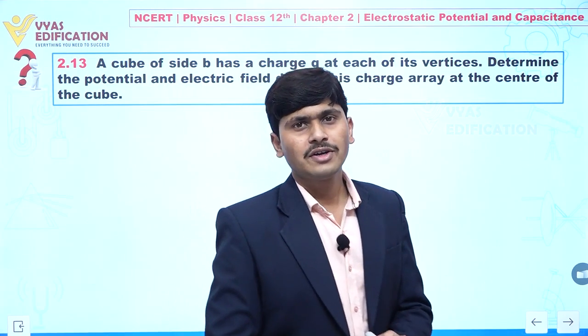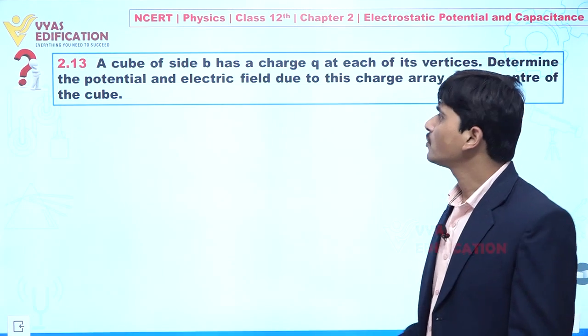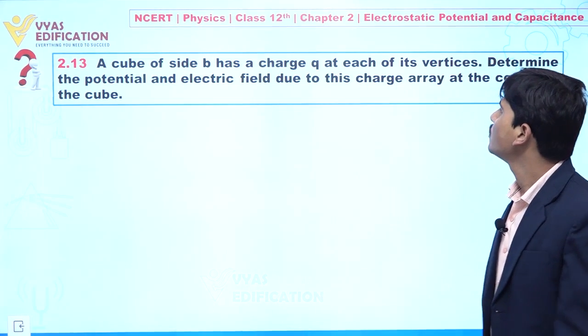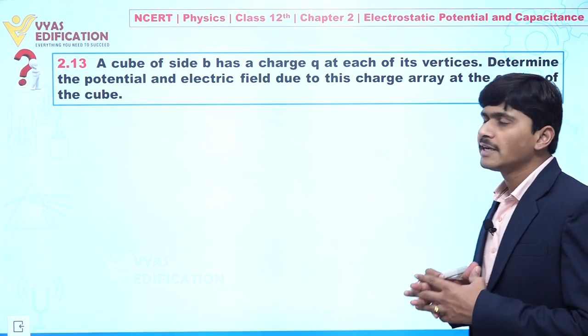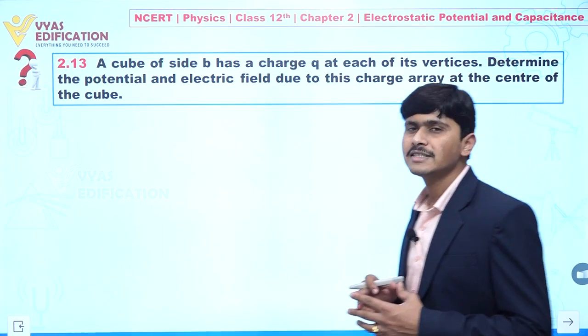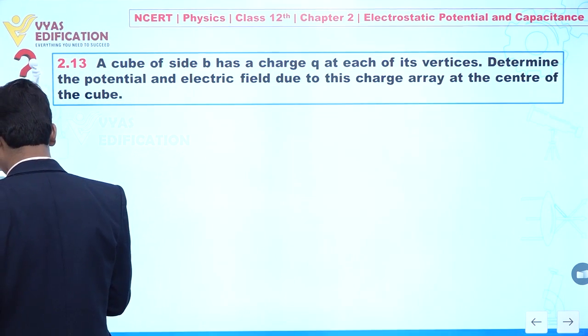Now dear student, we are going to discuss the next question, 2.13. In this question it is given: a cube of side b has a charge q at each of its vertices. Determine the potential and electric field due to this charge array at the center of the cube. Clear? So now dear student, concentrate on the screen.